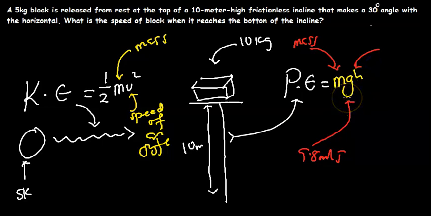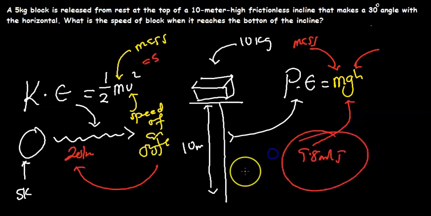If we replace our values here, the m we are going to replace with 5. The speed is still unknown, so let's assume it's 20 meters per second, which we are going to replace with v. Acceleration due to gravity is normally constant, which is 9.8 meters per second squared. The h is simply going to be 10 meters. What about the mass? The mass is simply going to be 10 kilograms.